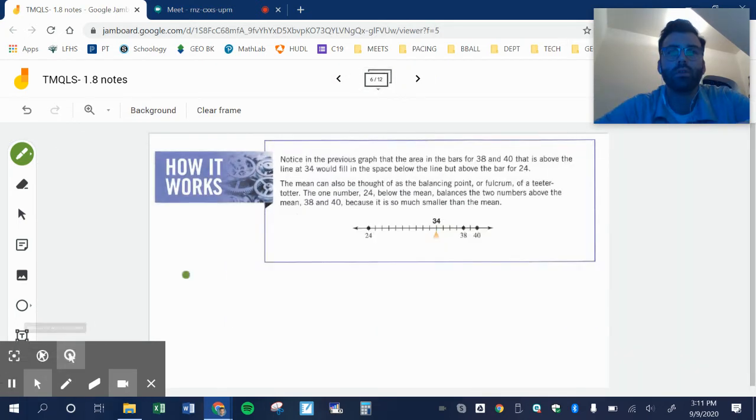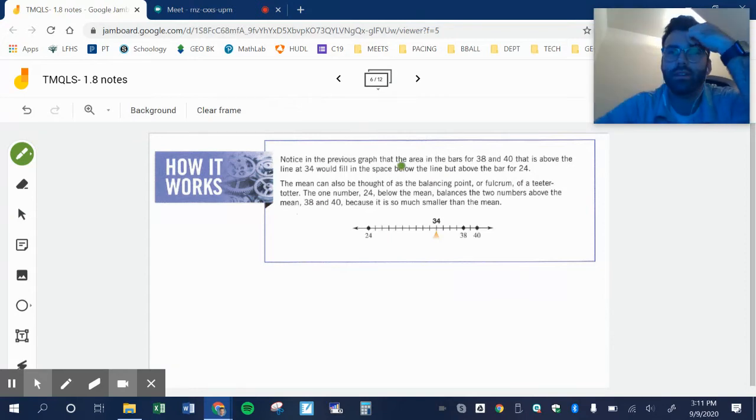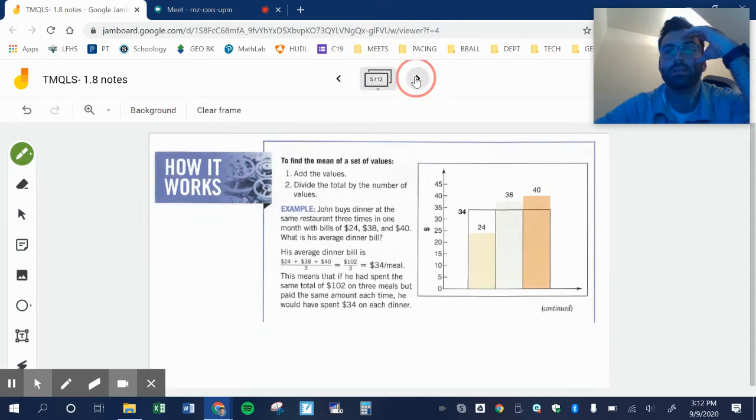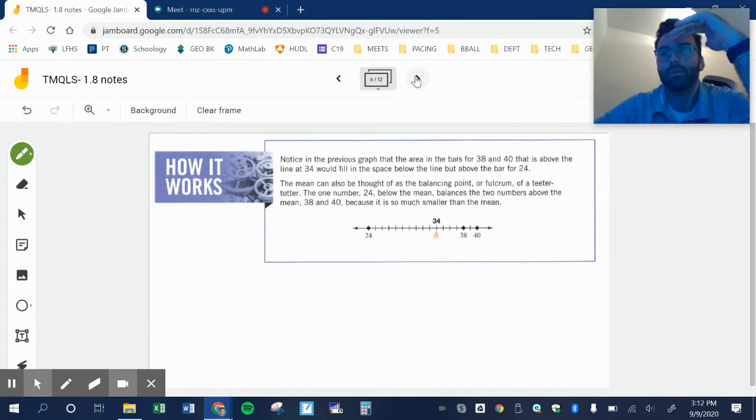All right, so notice in the previous graph that the area in the bars 38 and 40 above the line would fill the space below the line. The mean can also be thought of as a balancing point or fulcrum or a teeter-totter. One number, 24, is below the mean and balances the 2 numbers above the mean, 38 and 40, because it is so much smaller. So it's kind of thought of as our balancing point, our teeter-totter. This number's in the middle, and it kind of keeps our data in balance, okay? Because they're so far apart.